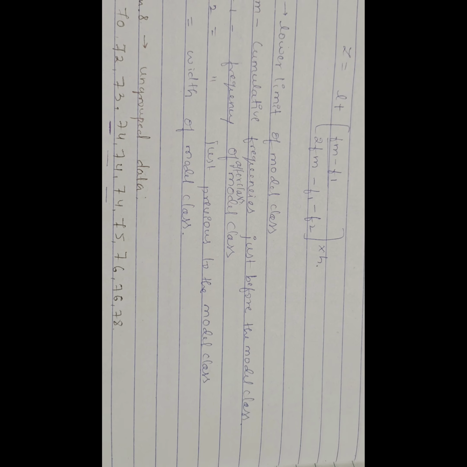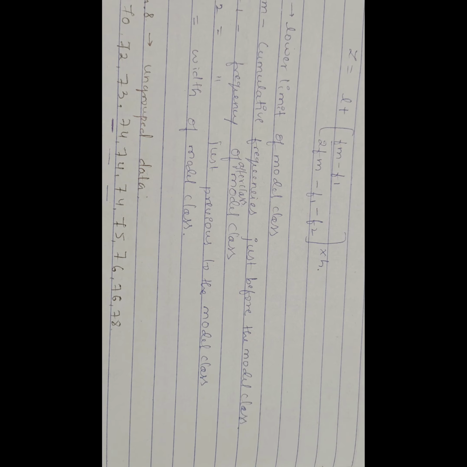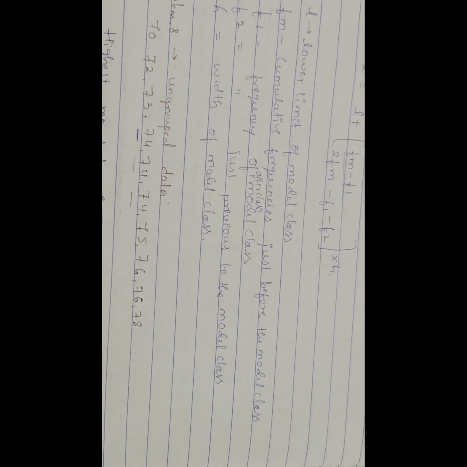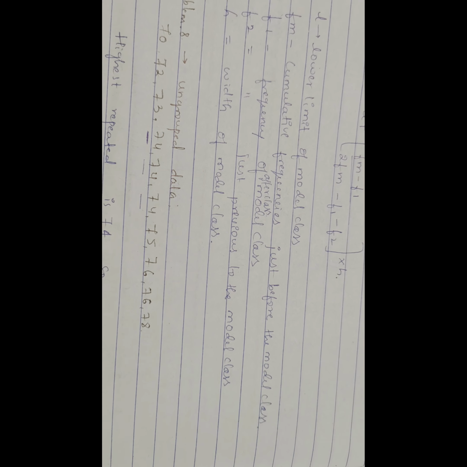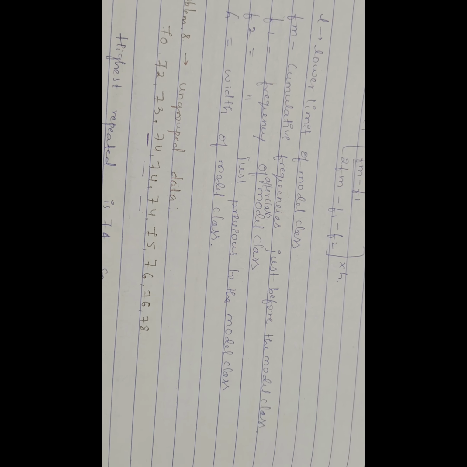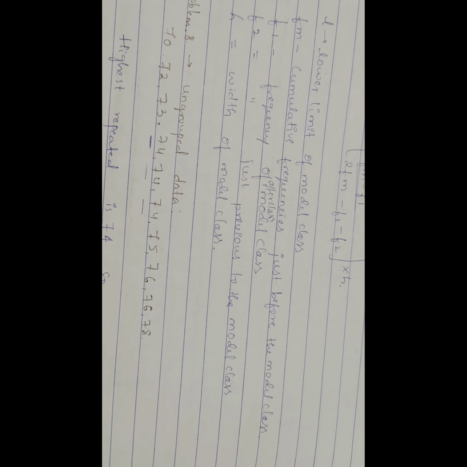mean, or else mode is equal to l plus (fm minus f1) divided by (2fm minus f1 minus f2) into h. Here, l indicates the lower limit of the modal class, fm is the frequency of the modal class, f1 is the frequency just previous to the modal class, f2 is the frequency just after the modal class, and h is the width of the modal class.